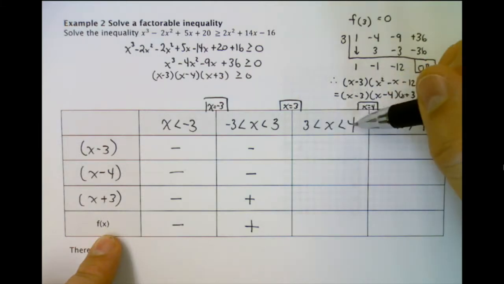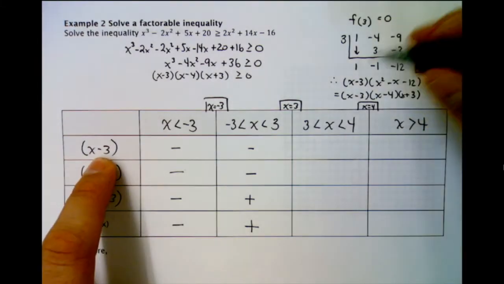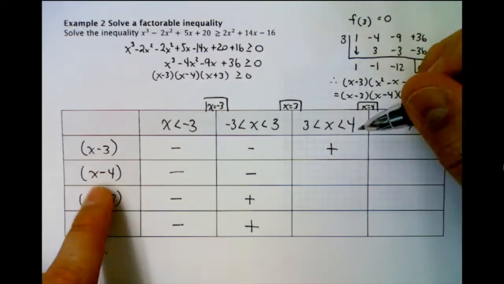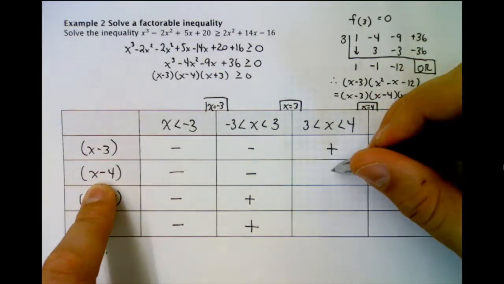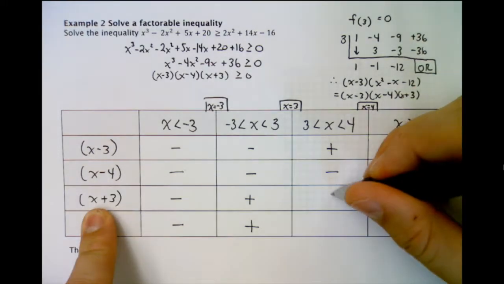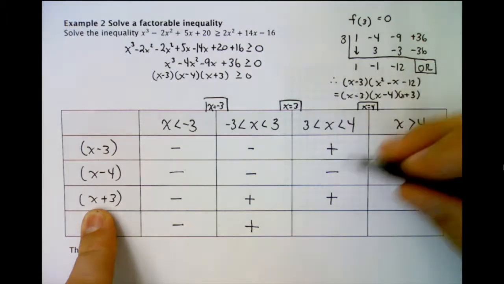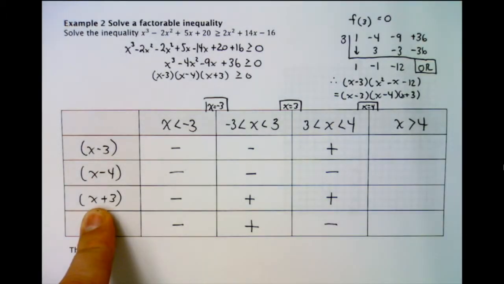Between 3 and 4, ooh, that's narrow. Let's go 3.5. 3.5 minus 3 is a half, which is positive. 3.5 minus 4 is negative a half, which is negative. And 3.5 plus 3 is positive, so it's positive. Positive times a negative is negative. Negative times a positive is negative. We are negative over that interval.